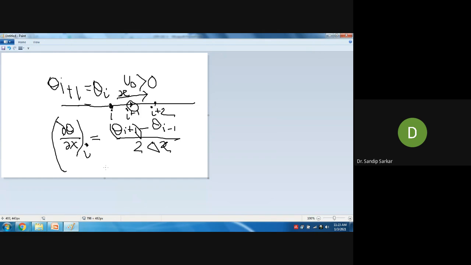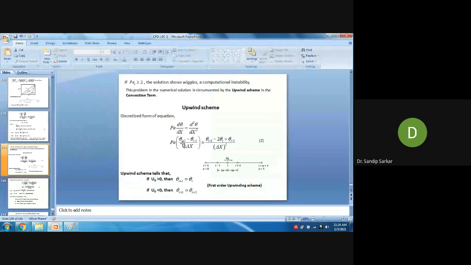That means this expression you have to write as theta I minus theta I minus 1 by 2 delta x. Okay, understood? This is called the upwinding scheme. That means this value has to be taken from the previous station value, that is theta I. Temperature at theta I plus 1 grid point has to be taken from its upstation value, that is theta I value. Which one is upstation? Theta I is the upstation. So this value you have to replace in place of theta I plus 1. That means in place of theta I plus 1, you have to write theta I.